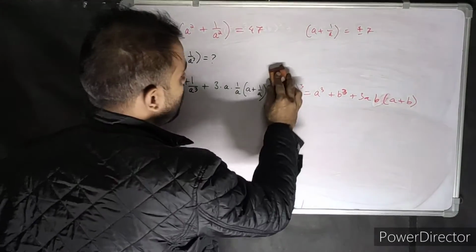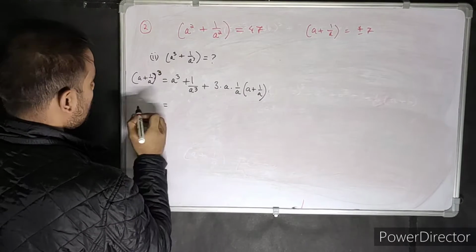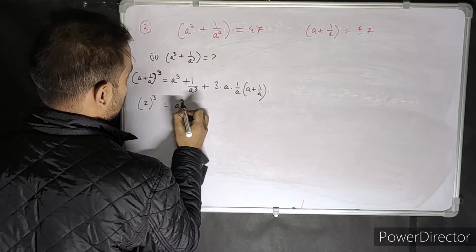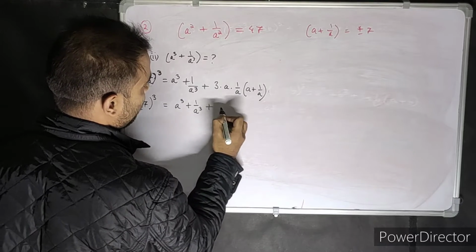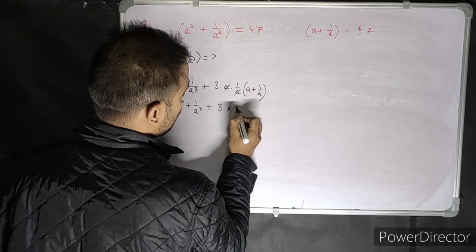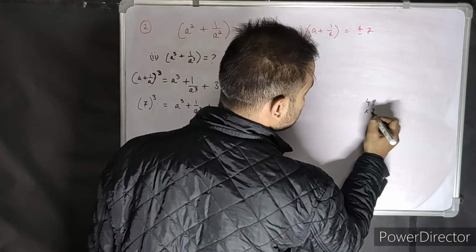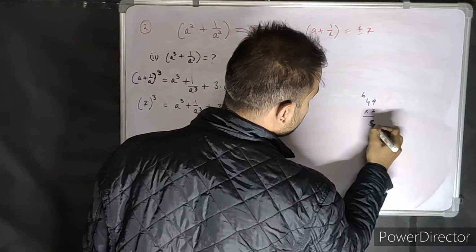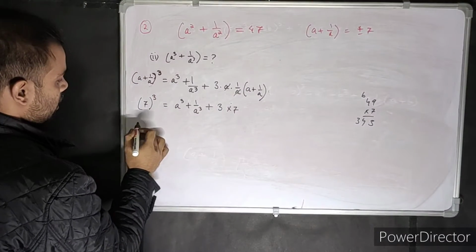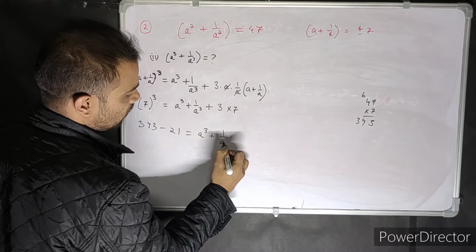I'm rubbing off this part so that you don't get confused. So a plus 1 by a is what? 7. You can write plus minus anything, you just write the 7, take the positive part. a³ + 1/a³ is the one that I have to find out. 3 into, cut it out, then you have 3 into 7. Next, 49 into 7 is 343. 343 minus 21 is equal to a³ + 1/a³.